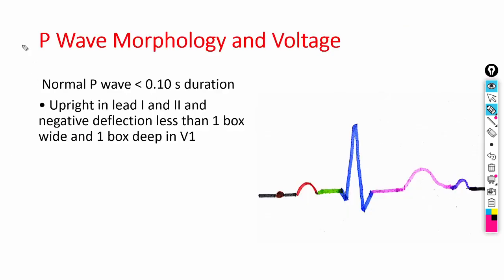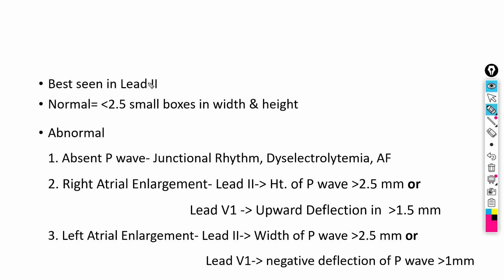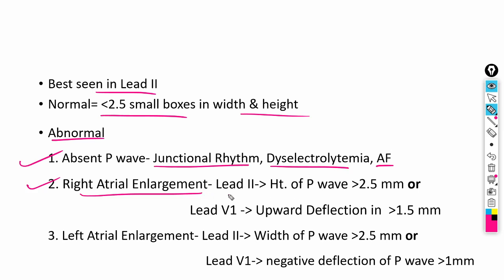Now coming to the final part of this lecture, P wave morphology and voltage. The normal P wave duration is less than 0.1 second, that is less than 2.5 small boxes. It is upright in leads 1 and 2, with a negative deflection less than 1 box wide and 1 box deep in V1. The P waves are best seen in lead 2. Normal is less than 2.5 small boxes in width and height. Abnormal can be an absent P wave, as in junctional rhythm, dyselectrolytemia, atrial fibrillation, or right atrial enlargement: in lead 2 the height is more than 2.5 mm, or in lead V1 the upward deflection is more than 1.5 mm.